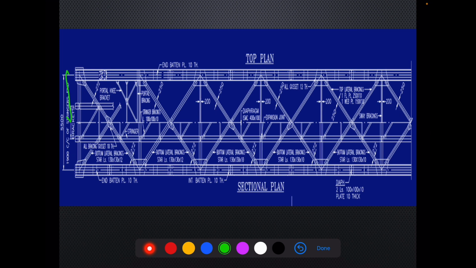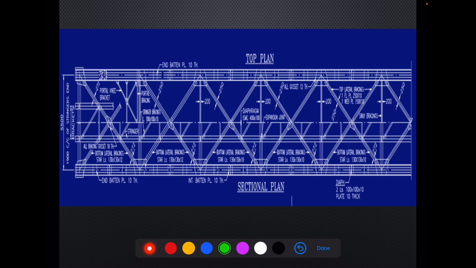Now let's talk about the upper half, that is the top plan of an open web girder. So in the top we can find this top chord member. This is another top chord member, another top chord member, like this. Then we are also able to see top lateral bracings. So this is a top lateral bracing. This is the top lateral bracing portion.